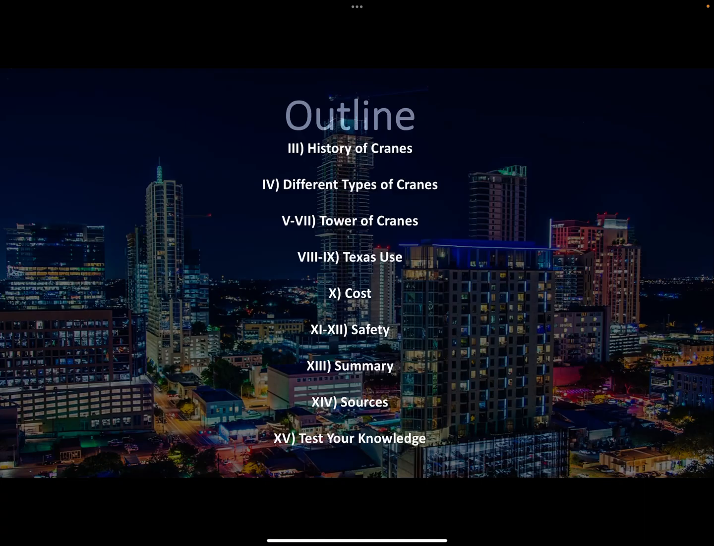So we're going to be going over the topics of history of cranes, different types of cranes, tower cranes, Texas use, cost, safety, summary, sources, and then a few questions in the slide to test your knowledge.